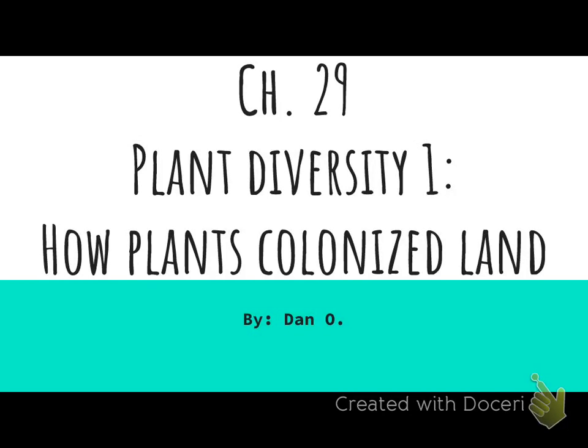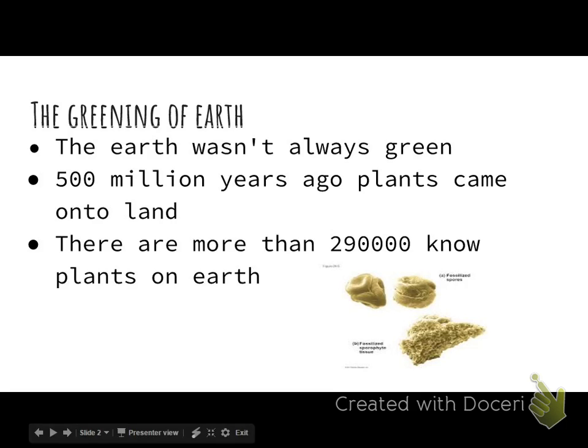So I had chapter 29, plant diversity, and it was basically just how plants colonized land. The earth wasn't always green, and about 500 million years ago they estimated that the plants finally started coming onto land. How they knew that was by these little spore fossils right here. They basically just carbon dated those, and now there are more than 290,000 known plants on Earth.